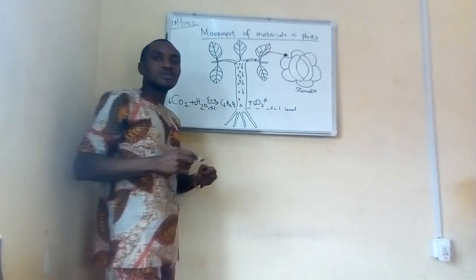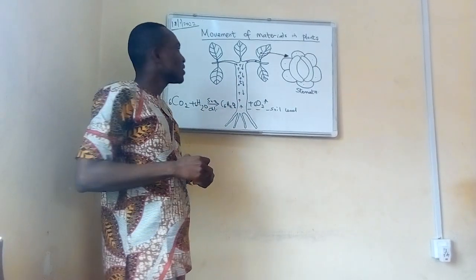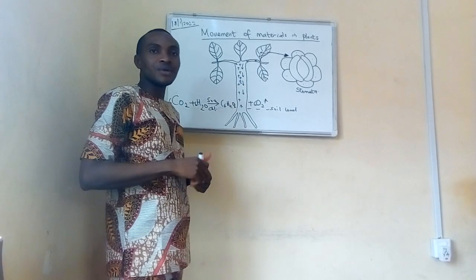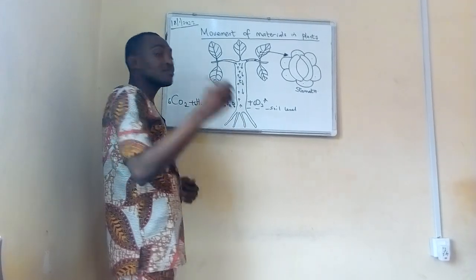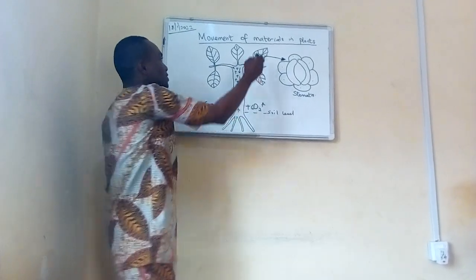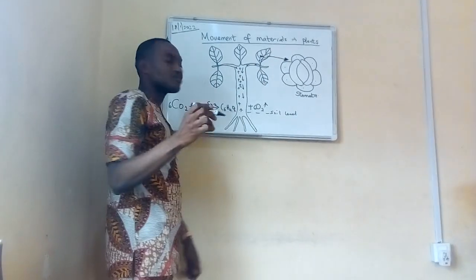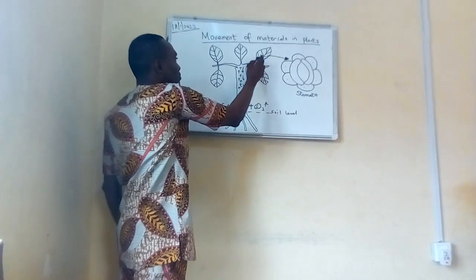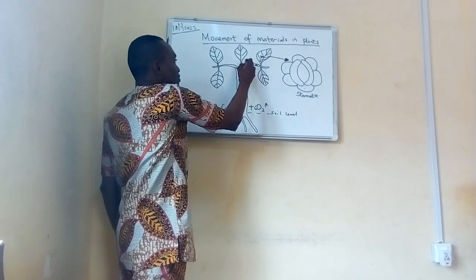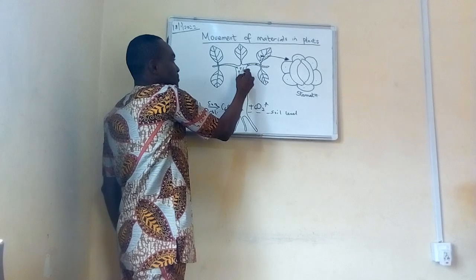through a cell called the phloem. The phloem is present in the leaf area of a plant. So the manufactured food, which is the organic molecule, must pass through the leaves, through a cell called the phloem of the leaf. From there it gets to the branches. From there it gets to the stem.